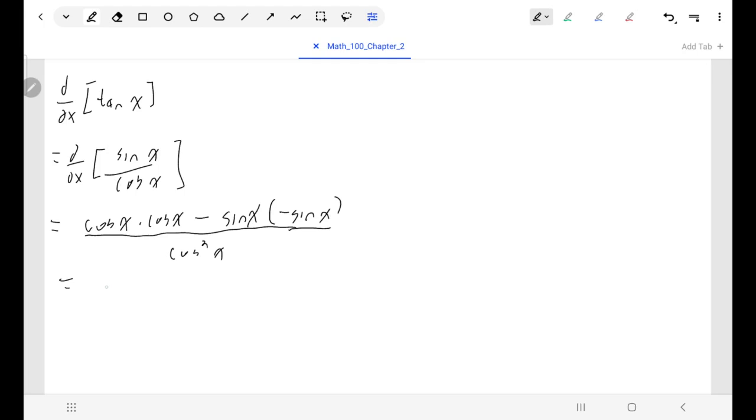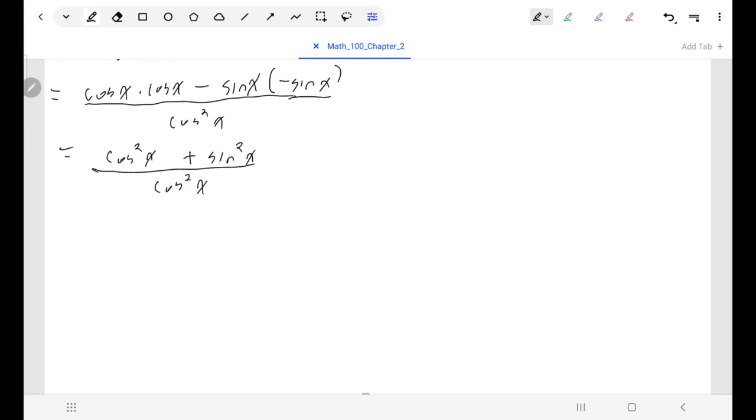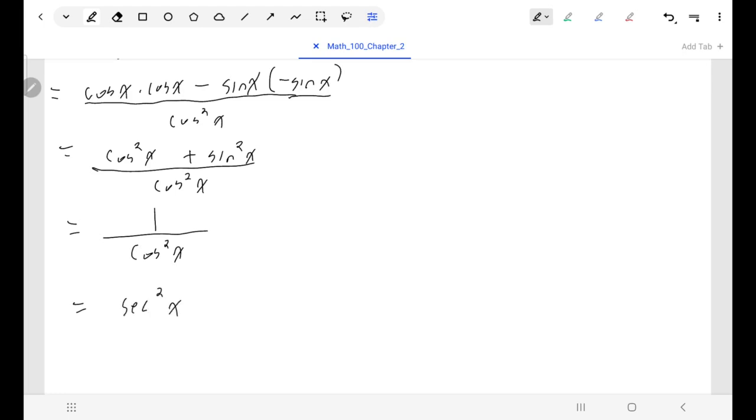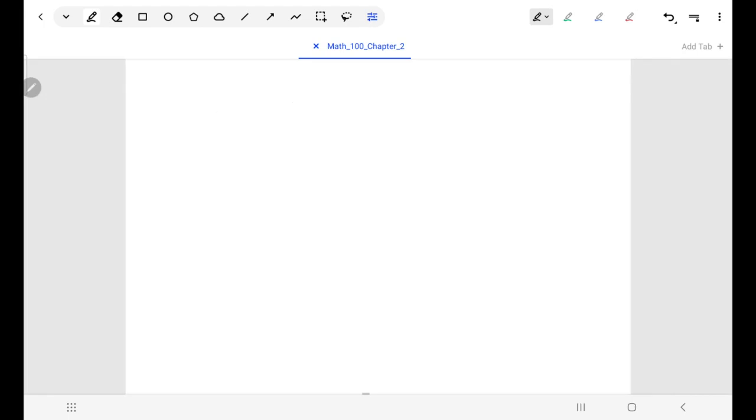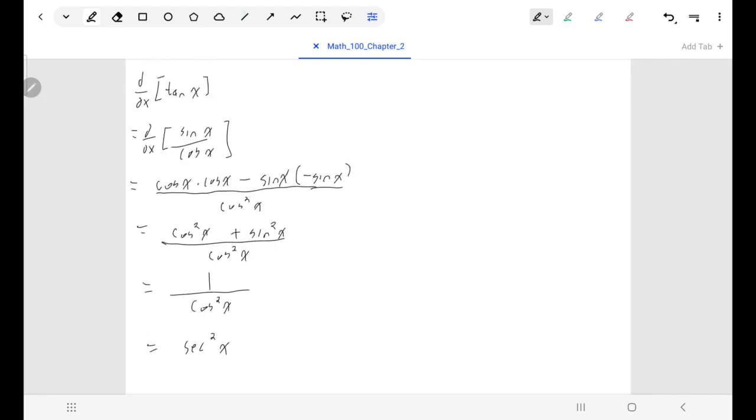And then I'll notice I've got a cosine squared in the numerator, and I'll also have a plus sine squared, which hopefully is making you think of your favorite Pythagorean identity that is equal to 1. So we have cosine squared plus sine squared in the top. That's really just 1. So we have 1 over cosine squared. Cosine is the reciprocal of secant, so this is secant squared. Not bad.